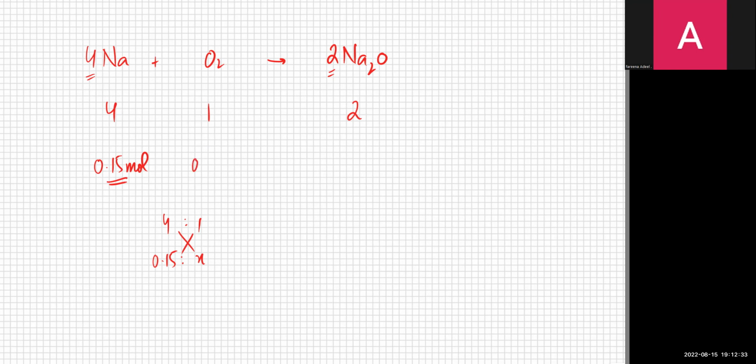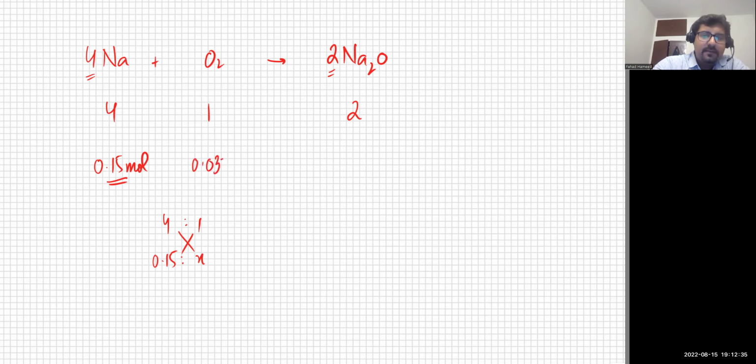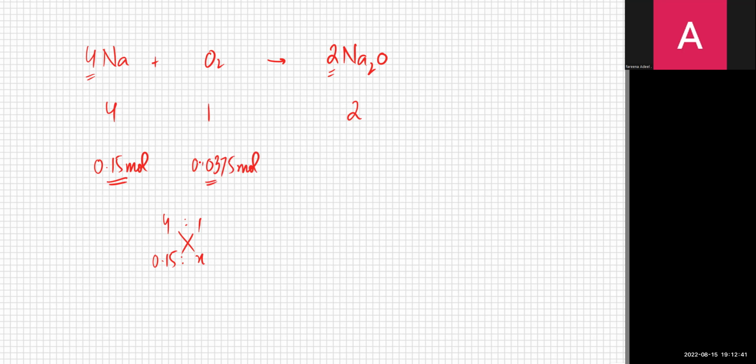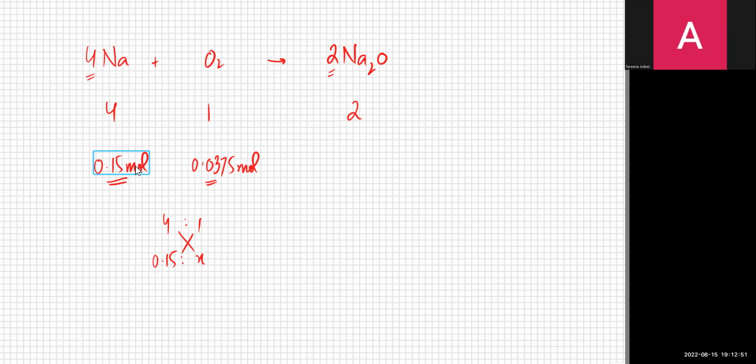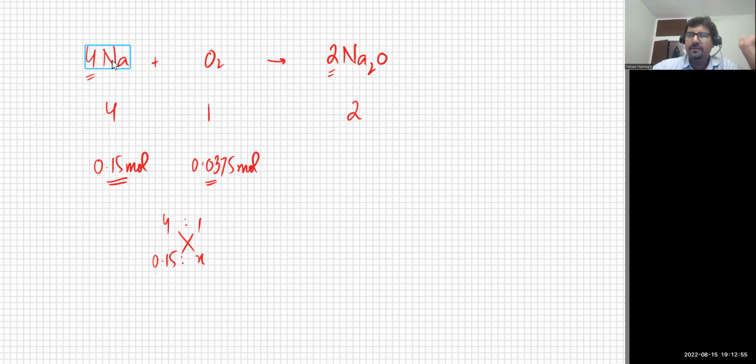0.0375. So you're getting 0.037. Veena, is this clear? Yeah, similar. How did we get 0.15? That's not what we're talking about. Let's say you had 0.15 moles already. There's a beaker lying somewhere, and that beaker has 0.15 moles of sodium, and you're trying to figure out how much oxygen should I mix with it. So it's going to be 0.0375 moles, right?